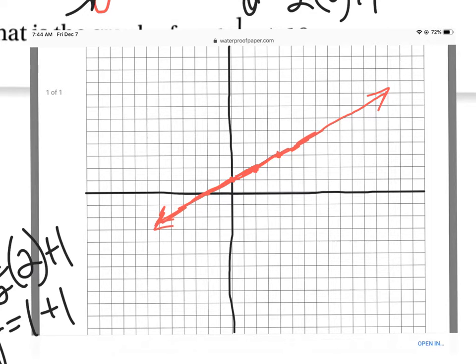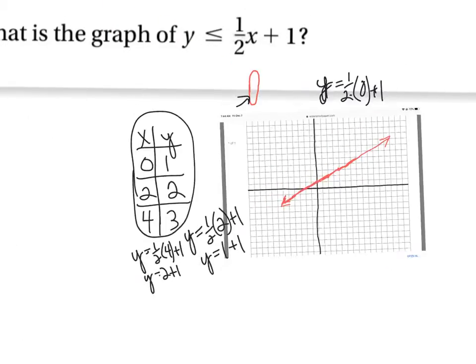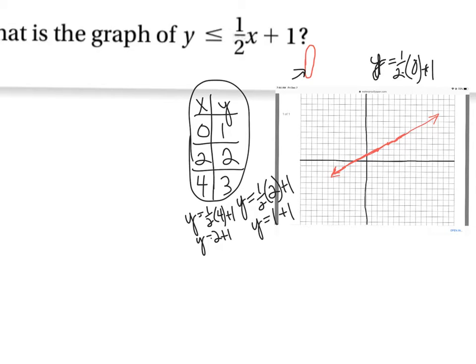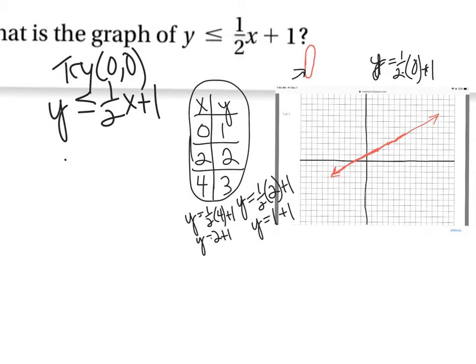All right, and then we need to test a point. Now we need to decide, are the solutions going to be above the line or are they going to be below the line? So if the line doesn't go through 0, 0, that's going to be a point that I want to try because it's easier to put zeros in for numbers. You could pick anything if you wanted to. You could pick 150, 100, 50 as your point if you'd like. But again, I'm just going to try 0, 0 and see what happens here.